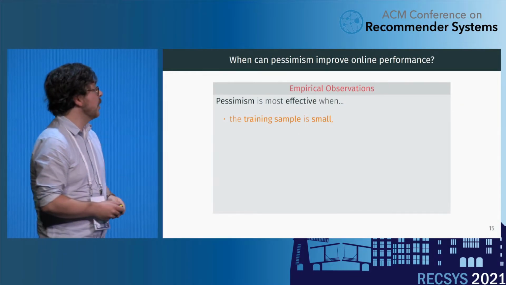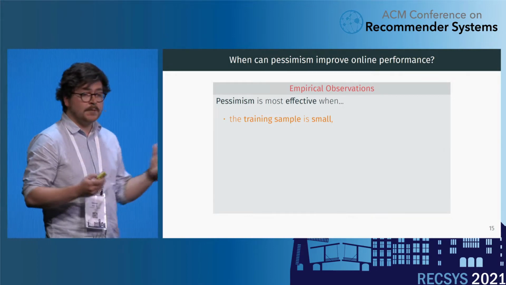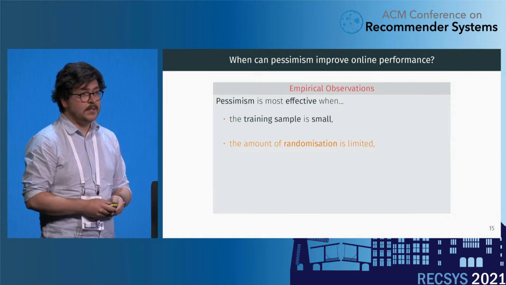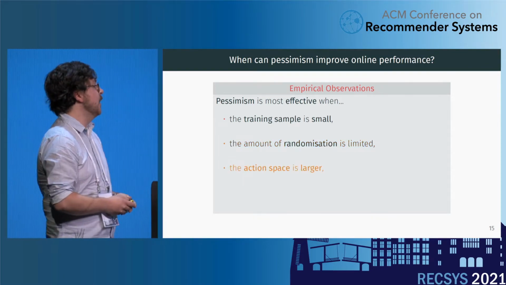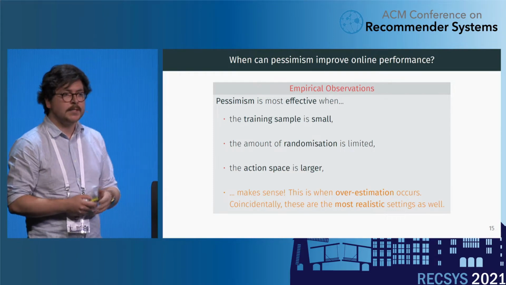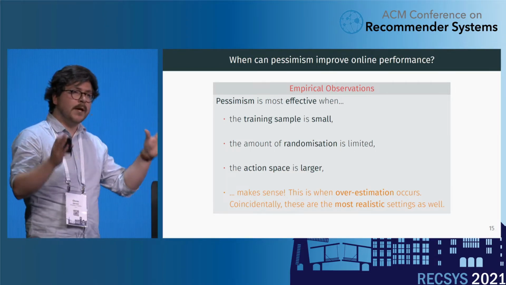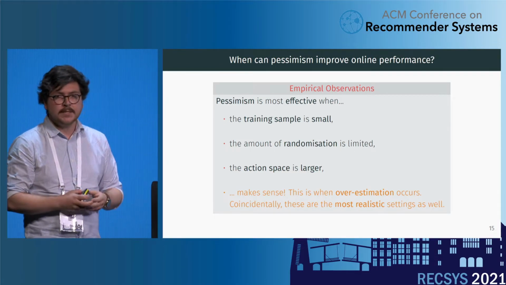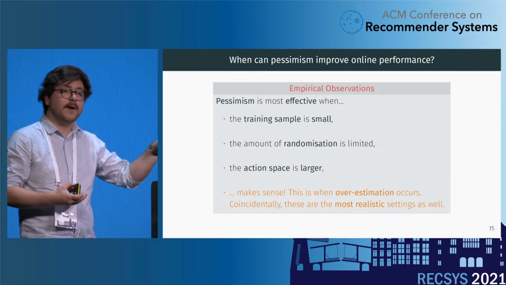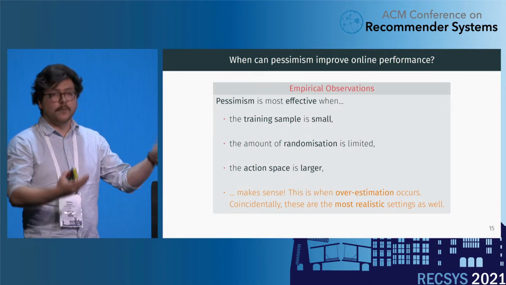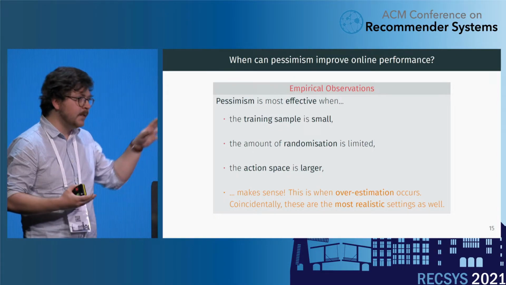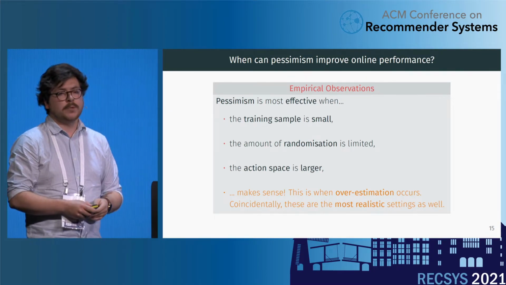Okay, so it's most effective when you have small training samples, when you have a small amount of randomization, so a high amount of selection bias, and a larger action space. And this really makes sense to me as well, because this means that a certain region of your context-action space is not going to be well explored, and then you're very likely to have a single item there that is going to be slightly overestimated. And when you then just take the simple argmax, this is the item that you're going to be showing to basically everyone.